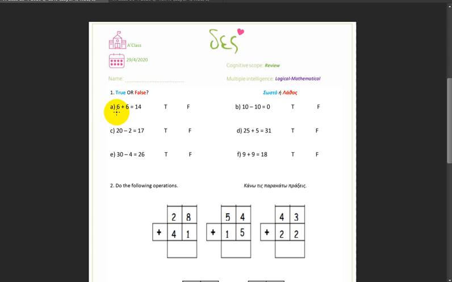So let's begin with A. A says that 6 plus 6 makes 14. Is that correct? Well, no, because if we remember, 6 plus 6 makes 12. So this one's false.